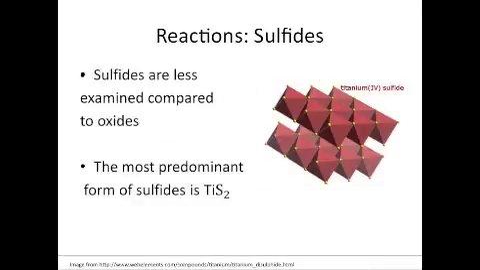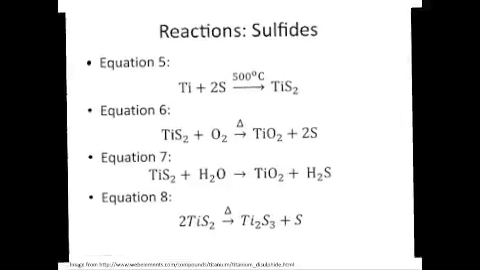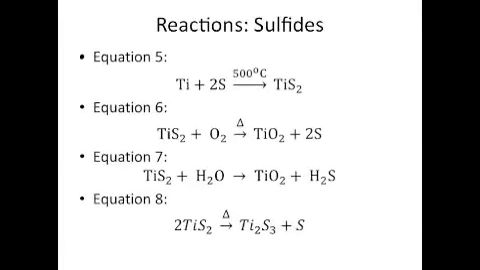Sulfides are less examined compared to oxides. The most predominant form of sulfides is titanium disulfide. Titanium disulfide forms by reacting titanium metal with sulfur at 500 degrees Celsius. Titanium disulfide reacts with oxygen upon heating to form titanium dioxide and sulfur. Titanium disulfide also reacts with water to form titanium dioxide and hydrogen sulfide. Titanium(III) sulfide also forms by heating titanium disulfide.